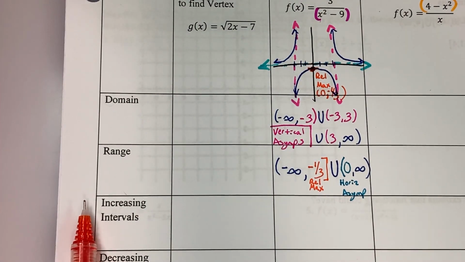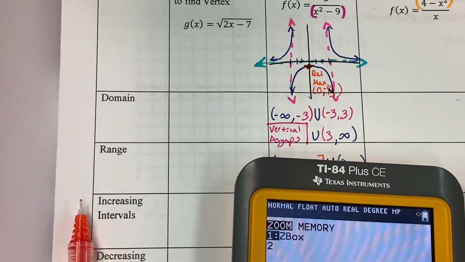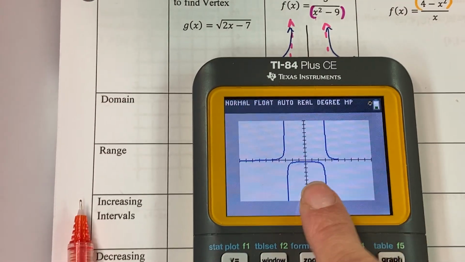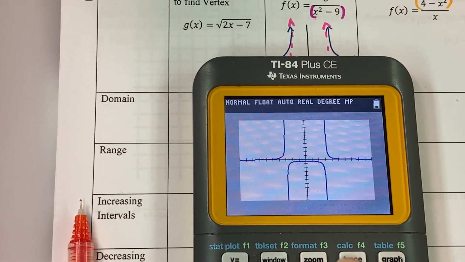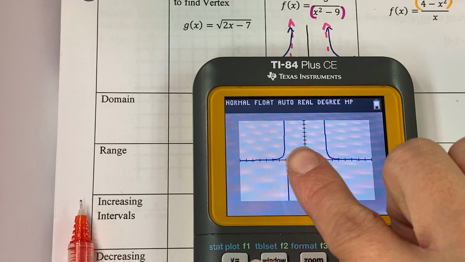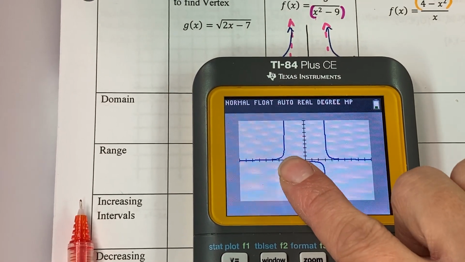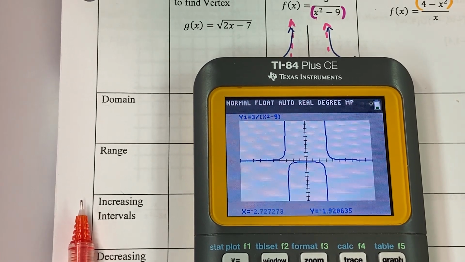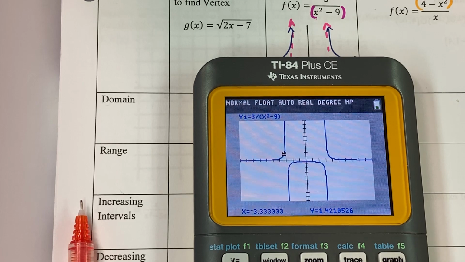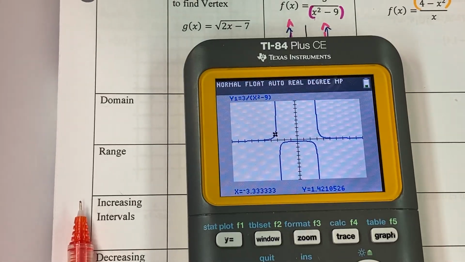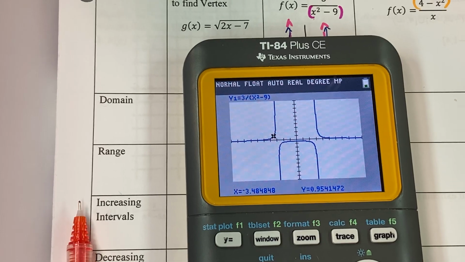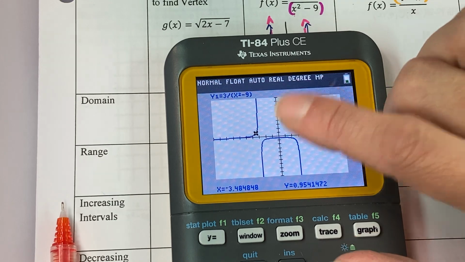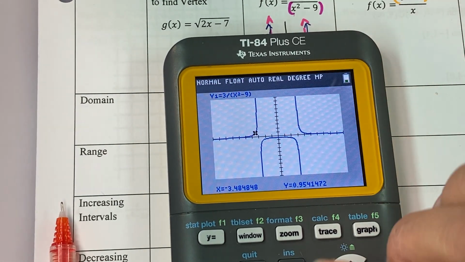Next, it's time for our increasing and decreasing intervals. And actually, before we talk about that, I'm just going to reorient myself and do Zoom Standard. And I want to show you what happens if you try to find a minimum for this point, that interval. So folks, if I use the trace button, sometimes students look at this point and they want to say that that is a low point of the graph. They want to say that it's a relative minimum, and yeah, it's kind of like a vertex visually, but not a vertex in the same way that we have for like quadratics.